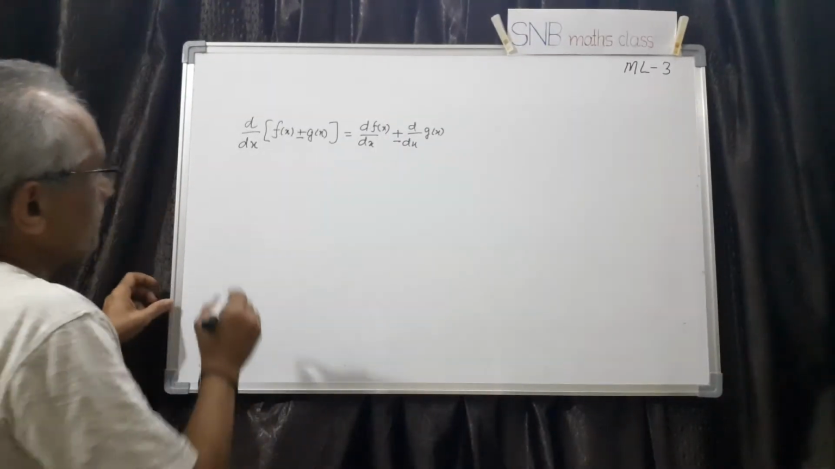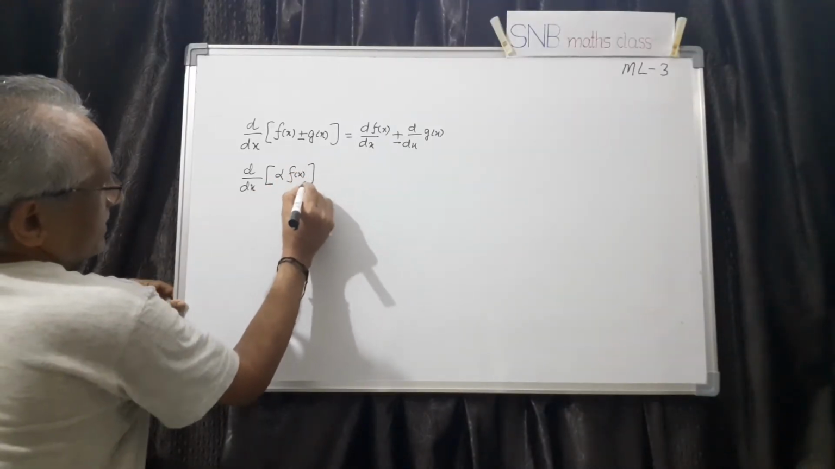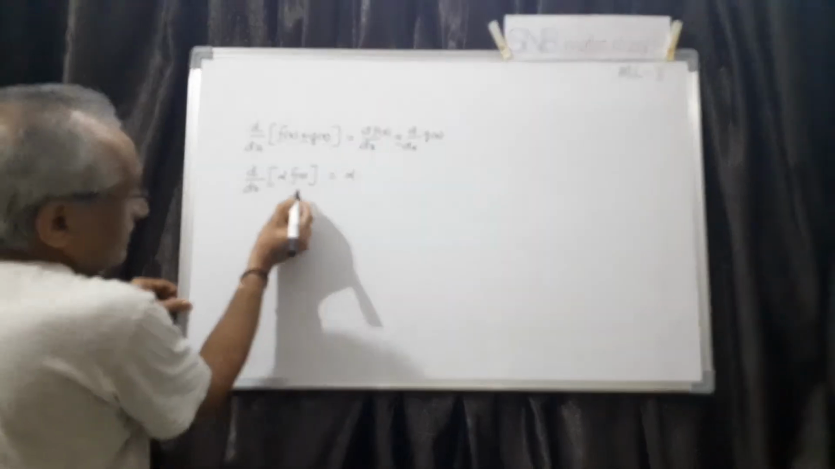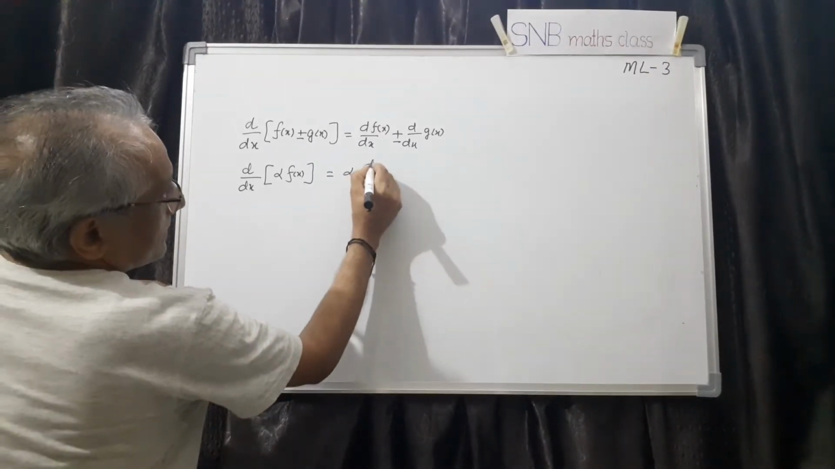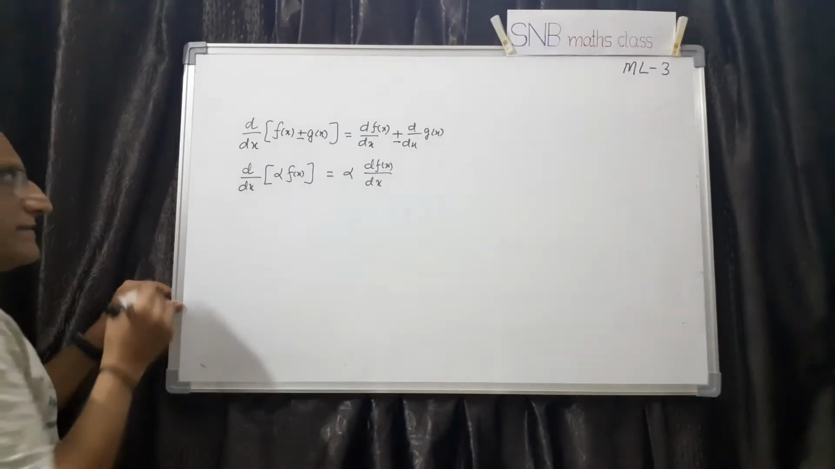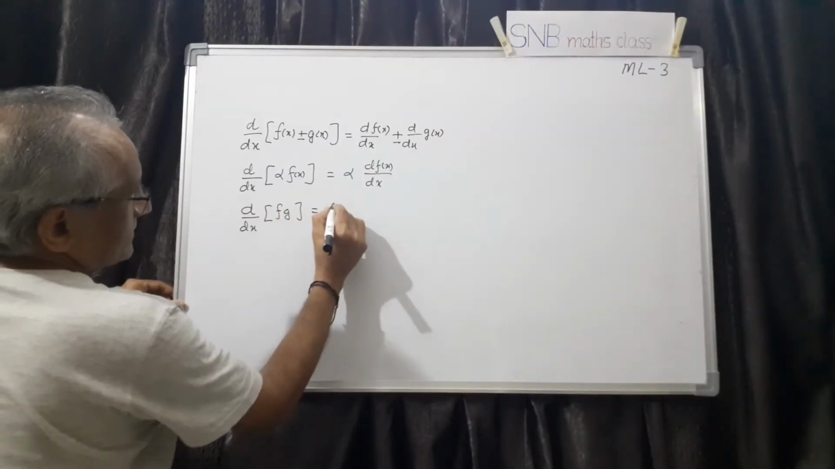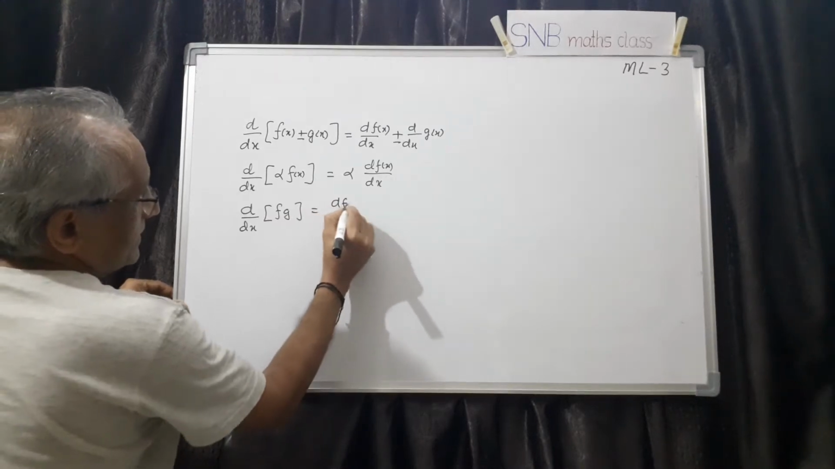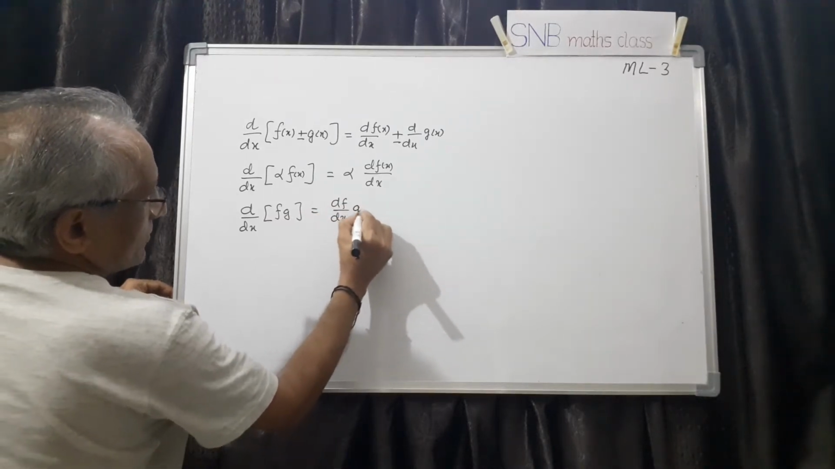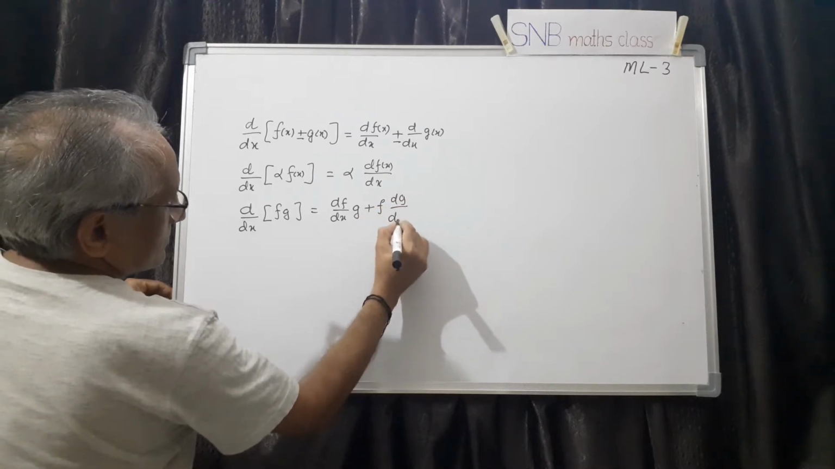Similarly, d by dx of alpha into f of x. This is the scalar multiplication rule. We have seen that alpha can be taken out, then d by dx of f of x. And similarly, we have also seen the product rule, d by dx of fg. First, you differentiate df by dx, keeping g constant as it is, then f as it is, then dg by dx. This also we have seen.